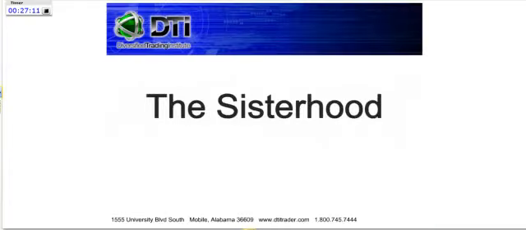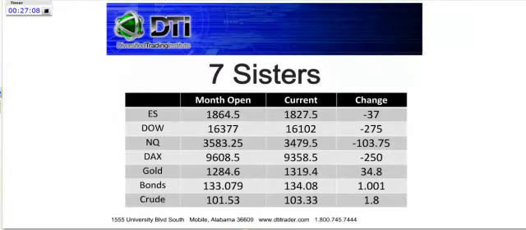The sisterhood. All right, here's the 7 sisters that helps you evaluate the market. If you look at the E-mini, it opened the month at 1864, currently 1827. So basically right now we need to climb back above 1864 to turn this month positive. That's your target number from here. The Dow, vice versa, 6377. That's what you'd be looking for. The NASDAQ, look at the NASDAQ. Down 103 points from that number. Now that would be a pretty good rally if we could catch that one.